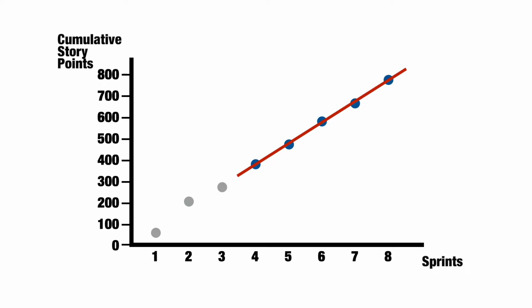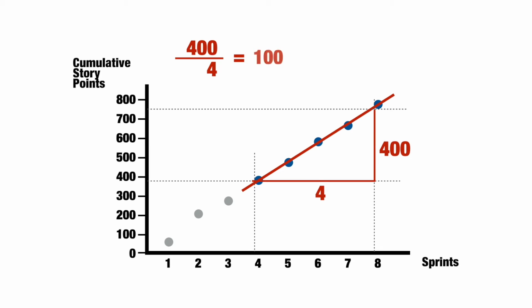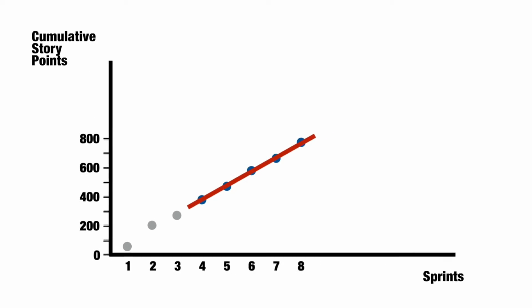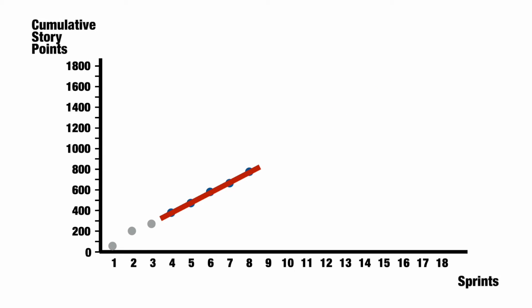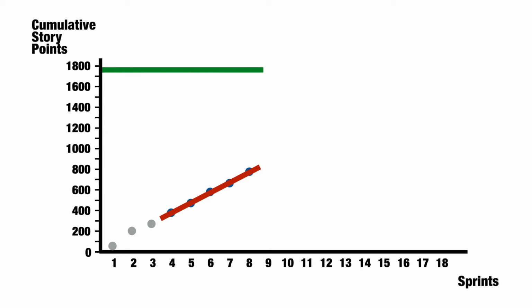At this point, I could get a value for velocity. Believe it or not, it's just the gradient of this line, but I have another trick up my sleeve. The reason for the switch to cumulative story points is that it allows for a second line, the total number of story points in the backlog, which in this case is 1,771 story points. Whoa, what happened to the easy numbers? Never fear, they'll be back shortly.